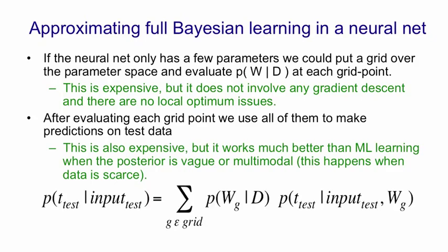So the way we predict the test output given the test input is we say the probability of a test output given a test input is the sum over all the grid points of the probability of that grid point given the data and given our prior, times the probability that we would get that test output given the input and given the grid point. In other words, we have to take into account the fact that we might add noise to the output of the net before producing the test answer.